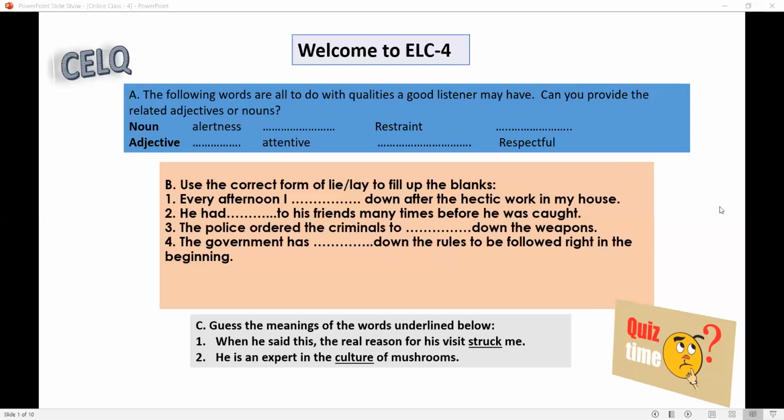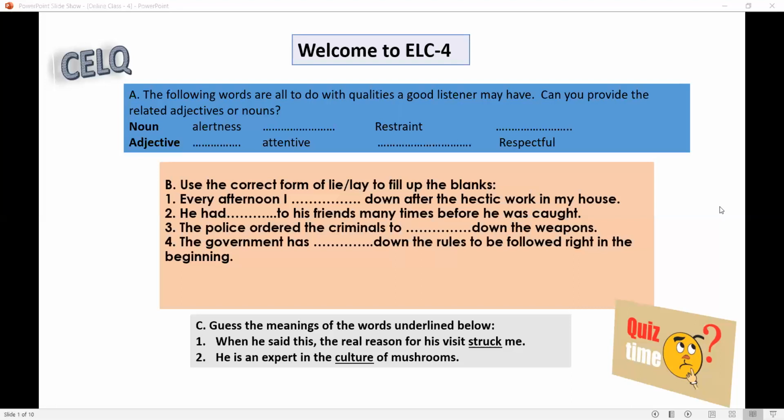The first one is every afternoon I dash down after the hectic work in my house. Next question is he had dashed to his friends many times before he was caught. The third one is the police ordered the criminals to dash down the weapons. Last question is the government has dashed down the rules to be followed right in the beginning.